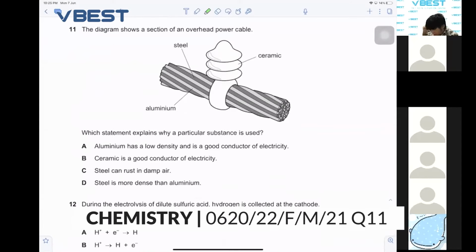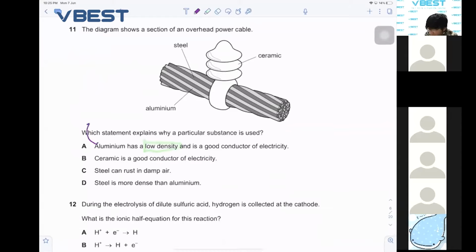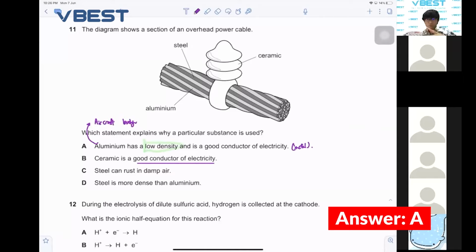Overhead power cable, aluminium steel. Which statement explains why the particular substance is used? Let's look at 11. Aluminium has a low density. Yes, aluminium has a low density. In fact, it is used in aircraft bodies. A good conductor of electricity. Yes, because it is metal, right? Metal conducts electricity. Good conductor of electricity. Oh guys, if ceramic is a good conductor of electricity, imagine you sit on a toilet bowl and you poop, you get electrocuted.